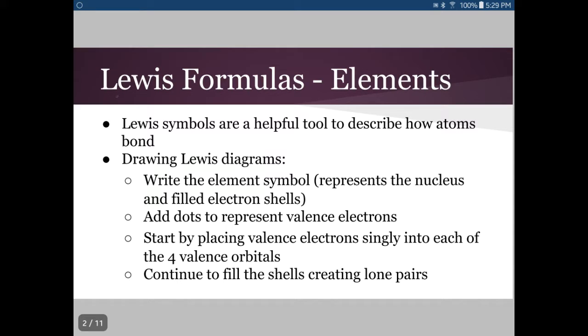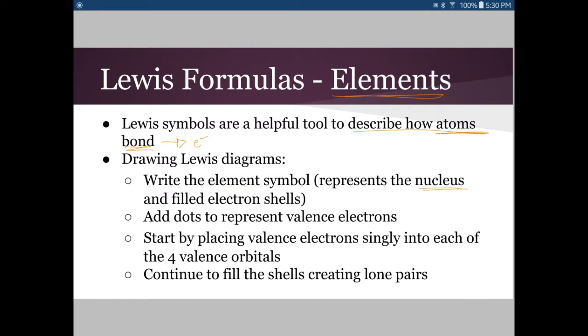So, for Lewis formulas, we have Lewis formulas for our elements. Now, a Lewis symbol is a helpful tool, and it essentially describes how atoms bond. Again, all we're talking about is bonding, and because we talk about bonding, we are obviously going to be talking about electrons, which is very important. So to draw a Lewis symbol, we start by writing the element symbol, and that symbol represents the nucleus and all the filled electron shells.